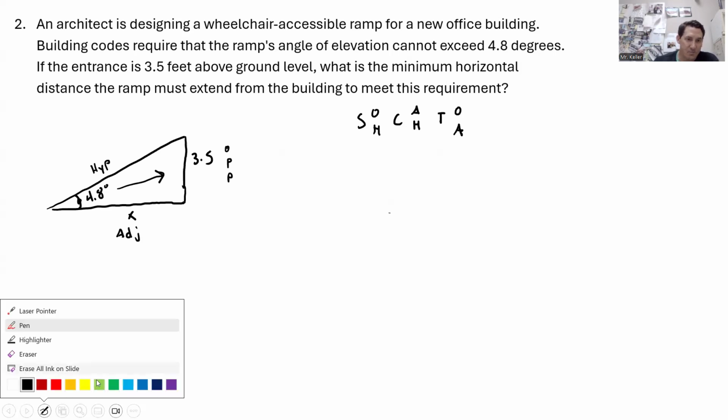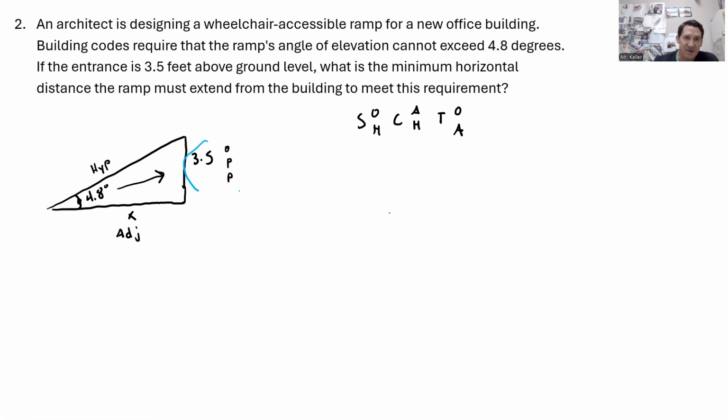So we know the height of this opposite side, that's a no. And we were trying to find the adjacent. So O and A, which uses O and A, that is tangent. So I'm going to set up a tangent function. So it's going to be tangent of 4.8 is equal to the opposite over adjacent.